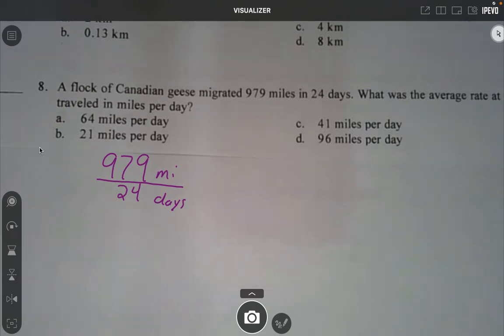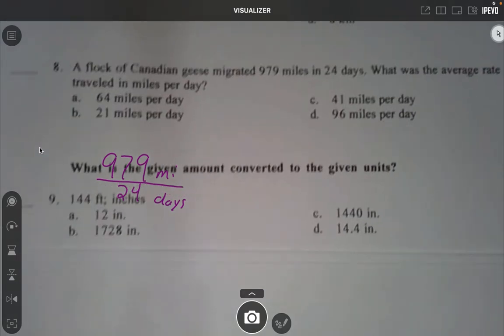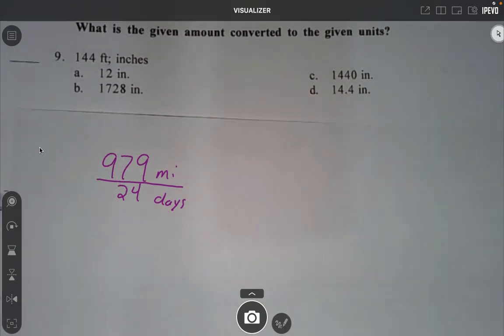So what is 979 divided by 24? It's a decimal number. Okay, let's see. 979 divided by 24. Yeah, they get 40.7. So which answer would that be? 41. It's going to be 41 miles per day. Okay. Then everybody got that? Yeah, okay. This one says feet to inches.